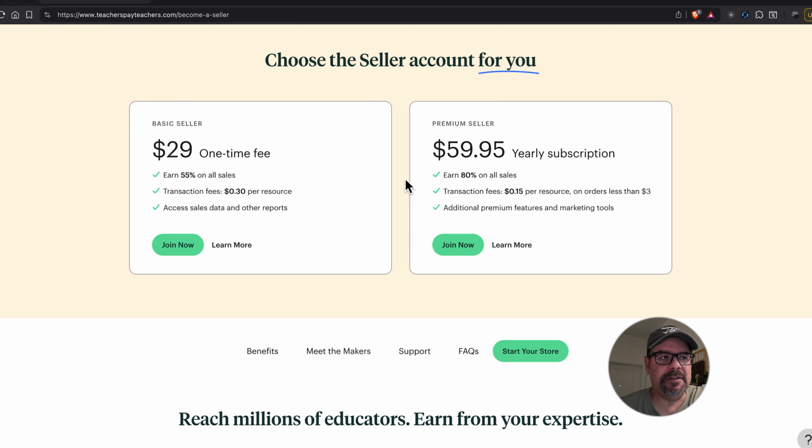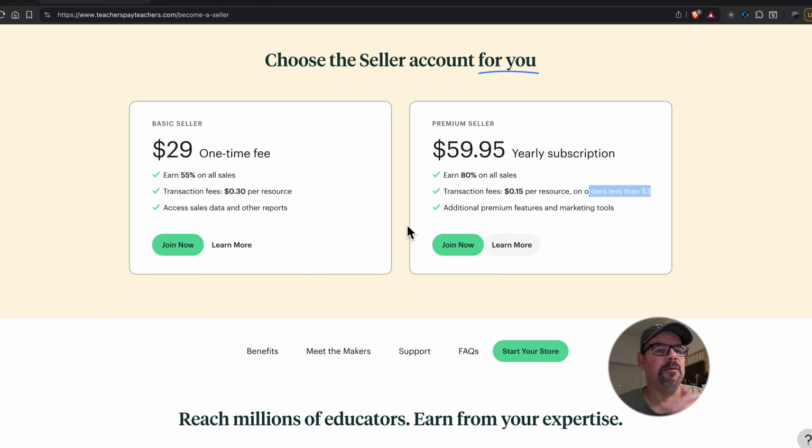Looking at the premium seller, it's $60 roughly yearly, right? But you get 80% of the sales and only a 15-cent resource transaction fee. But the caveat on that is that's on less than $3 items. So if you had a $10 item, you'd still be charged a transaction fee, but they're not really transparent on what that fee is. My assumption is it would be the 30 cents. But you still get that 80% on all sales.